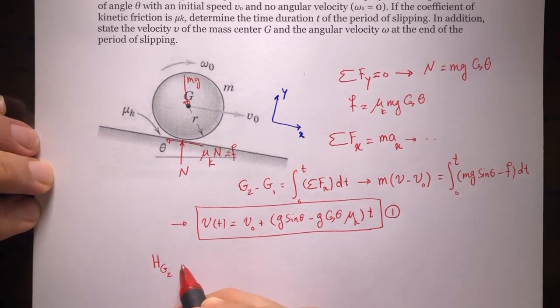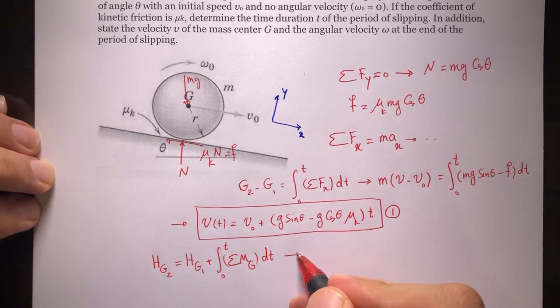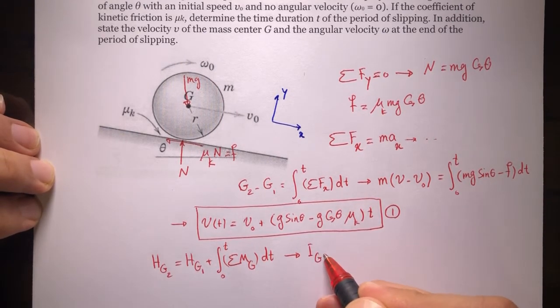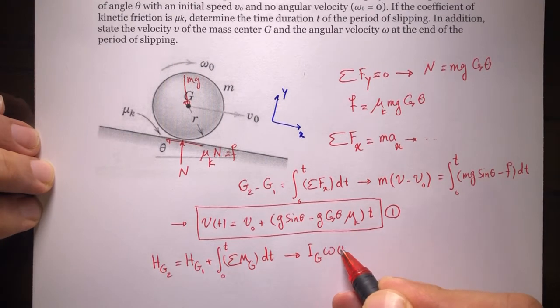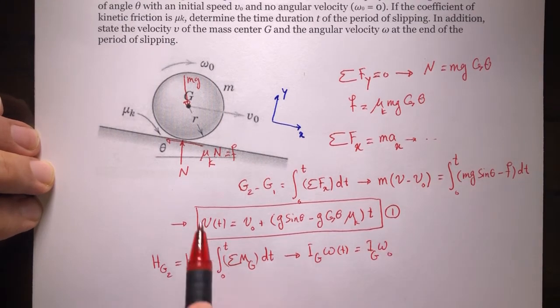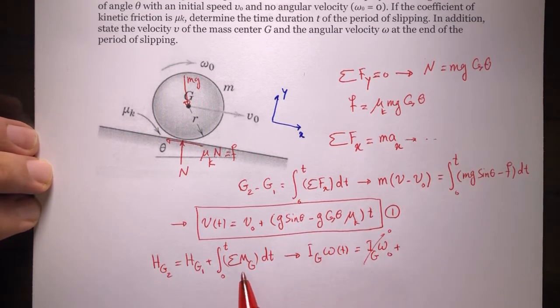So based on the angular momentum equation, Hg2 is equal to Hg1 plus the integral from time 0 to time t of the sum of the moments about G dt. And we know Hg is Ig times omega. Ig times omega at time t is going to be equal to Ig times omega 0 at the beginning, which is equal to 0, plus the integral of the sum of the moments about G.